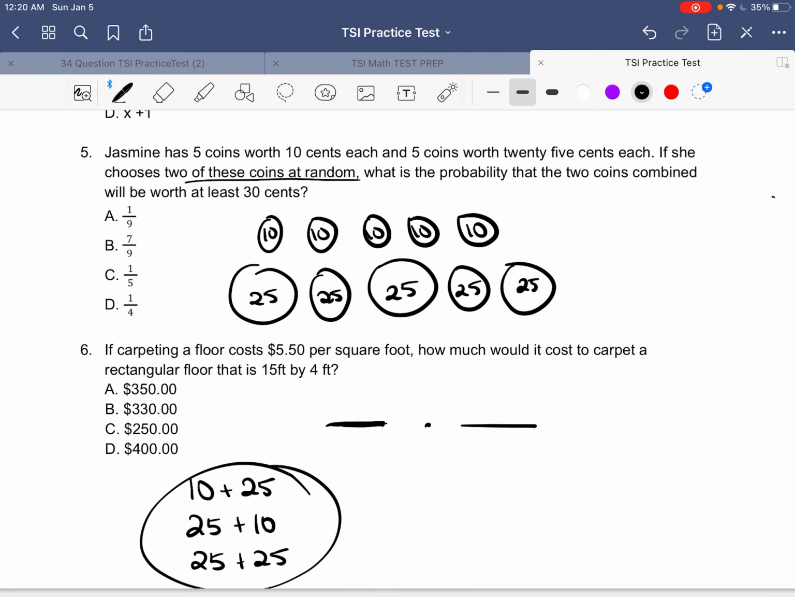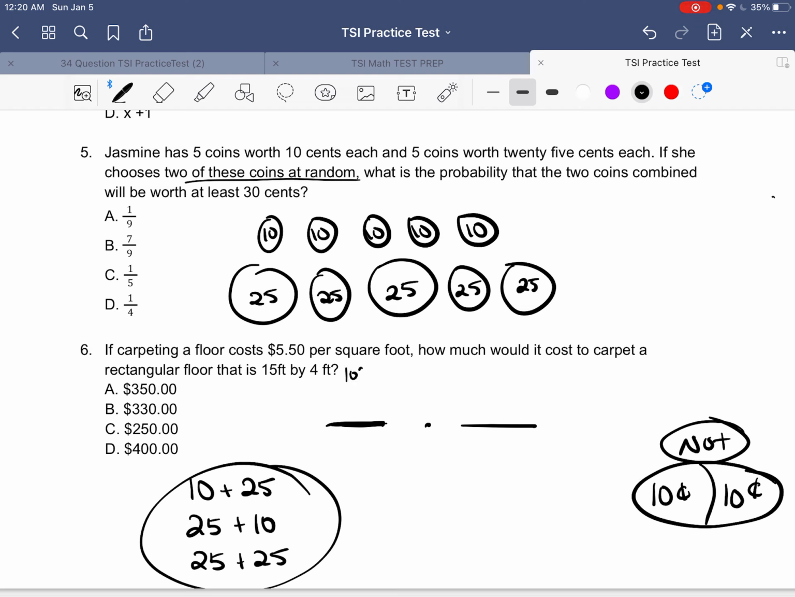So there's 3 different versions of picking at least 30 cents. This would be very difficult to find the probability of all of this happening. But you can think of the opposite: what is the probability of her not picking at least 30 cents? There's only one way to do that, and that's if she picked a dime and a dime. First pick a dime, second pick a dime. If we figure out the probability of not picking at least 30 cents, then we can work our way backwards. And I'm going to show you how to do that. So let's first focus on not picking at least 30 cents.